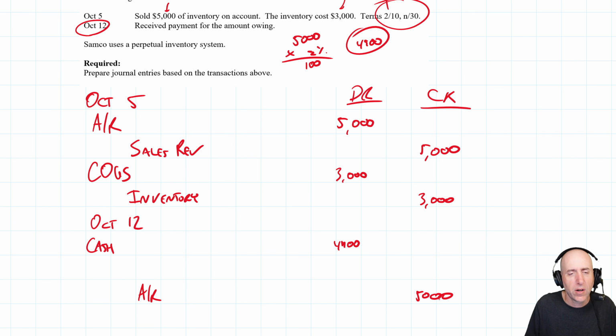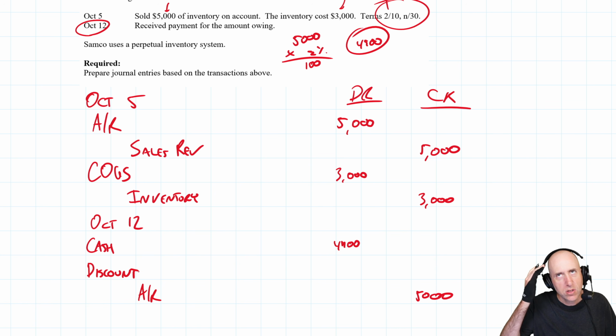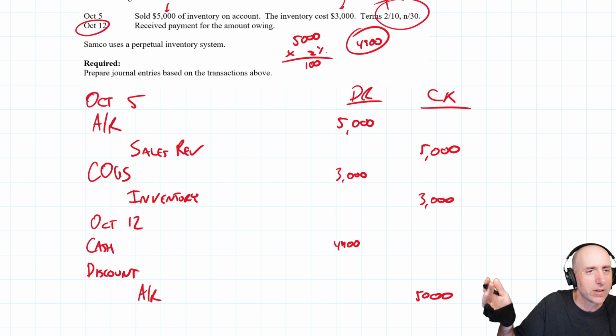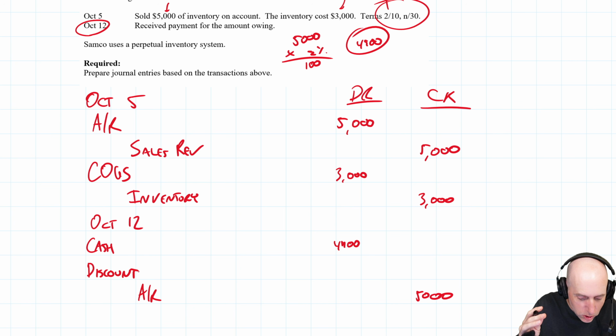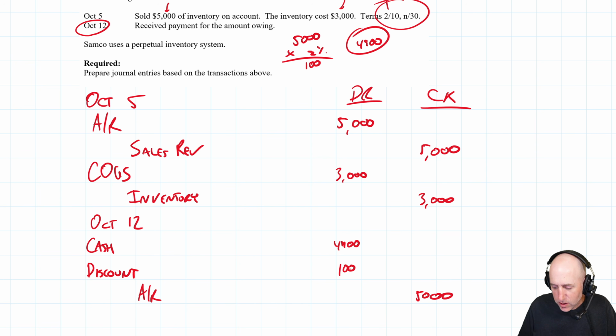Now, what of this other 100? Well, if you tuned in for the previous videos in the series, you'll know, when we're the buyer of inventory, we credit inventory. When we're the seller of inventory, we actually debit discount. And this is what screws students up because they go, I just got it through my head that when I'm the buyer, I don't deal with a discount. As a seller, you do have a discount. They call it a sales discount sometimes. Our discount is $100. So what is happening here?